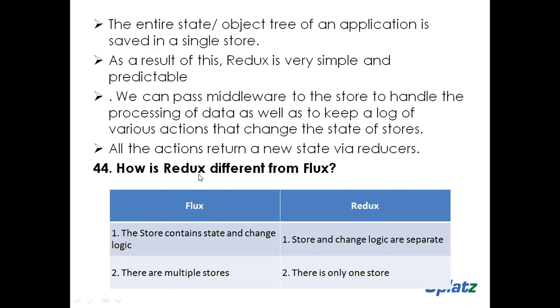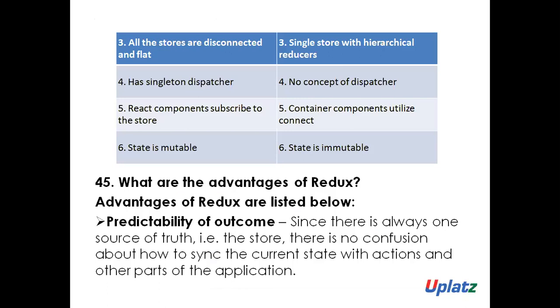How is Redux different from Flux? So you have Flux and Redux. In Flux, the store contains state and change logic, but in Redux it has only logic, kept separate. In Flux we have multiple stores, but in Redux we have only one store. All the stores are disconnected and flat. Here, a single store with hierarchical reducers, no concept of a dispatcher here. React components subscribe to the store; here it utilizes connect. It's not mutable. That is what I have said: we can have a single reducer or multiple reducers, but only a single store.